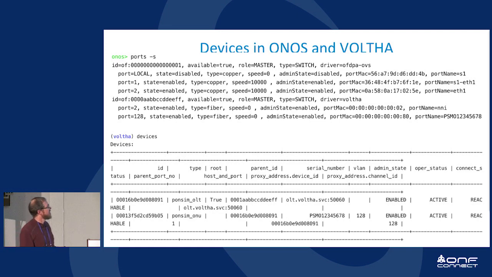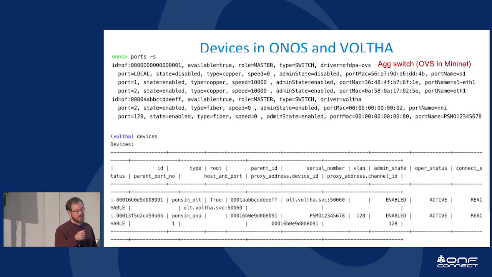So taking a look at the devices, the top of the screen shows information from the ONOS CLI. So there's two devices. The top one corresponds to the AG switch. So this is just Open vSwitch and Mininet. And it has a couple of ports on it. One of the ports is connected to the PON1 bridge that I showed you. And then the other one connects to the BNG, the virtual host that's the BNG.